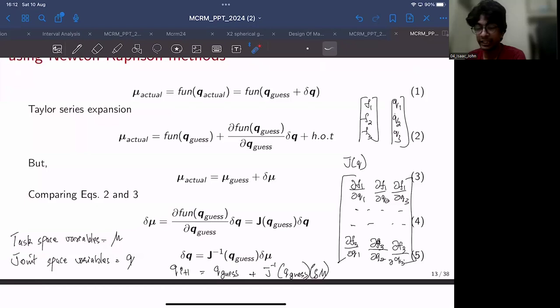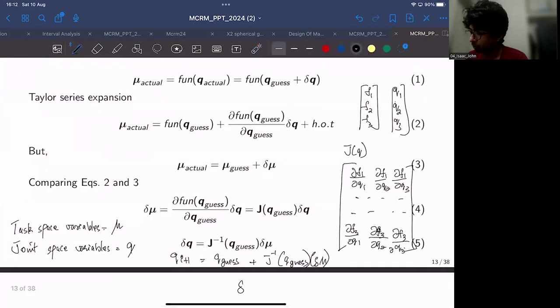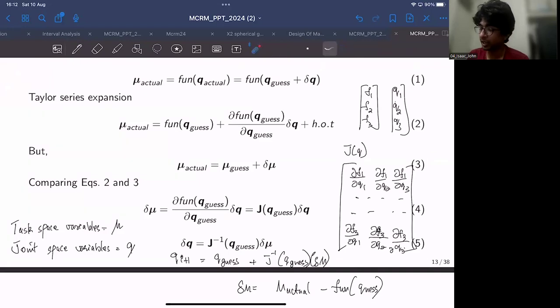All these things are given. At the initial step, we assume a q guess, and we can derive the Jacobian of the robot depending on its architecture. Delta mu would be the difference between our actual desired position and our current position, so delta mu would be mu actual minus mu guess, and this mu guess is nothing but the function of q guess. All these parameters we have at hand. Our objective is to iteratively find qi plus 1 until the tolerance comes to a very small value.